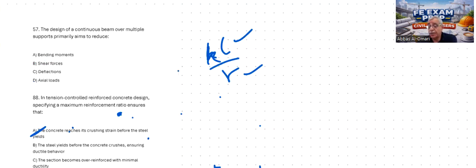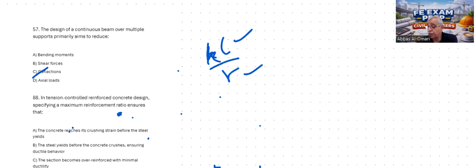The design of a continuous beam over multiple supports primarily aims to reduce bending moment, shear forces, deflections, or axial loads. When we use multiple supports, we reduce the span length, and that reduces deflection. So the correct answer is deflection. The main objective is to reduce deflection. The next question.